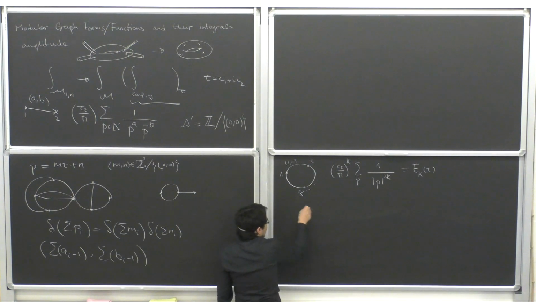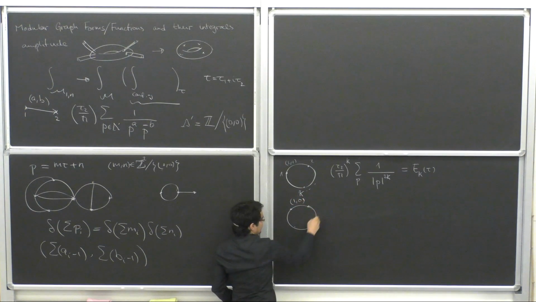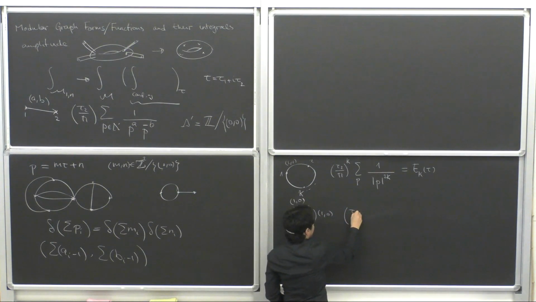The next simplest example is that I have the same thing, but let the weights all be 1 and 0. Then what I have again is tau2 over pi to the k.